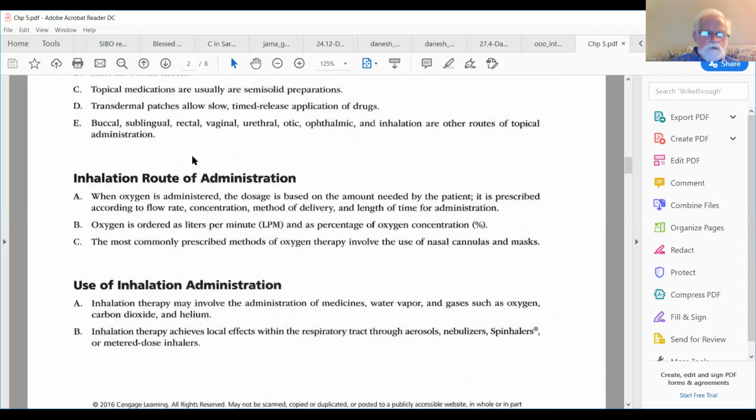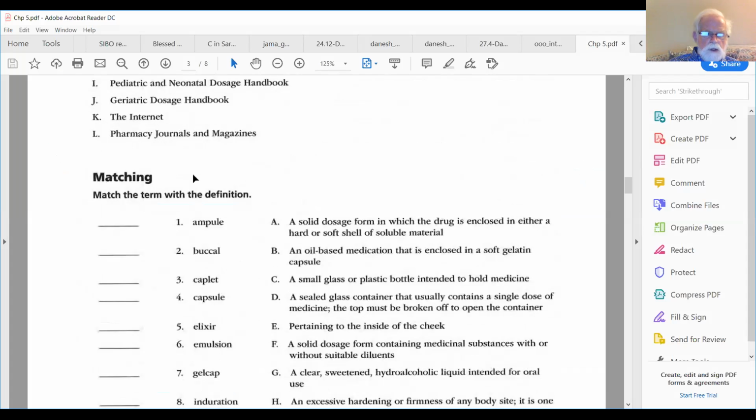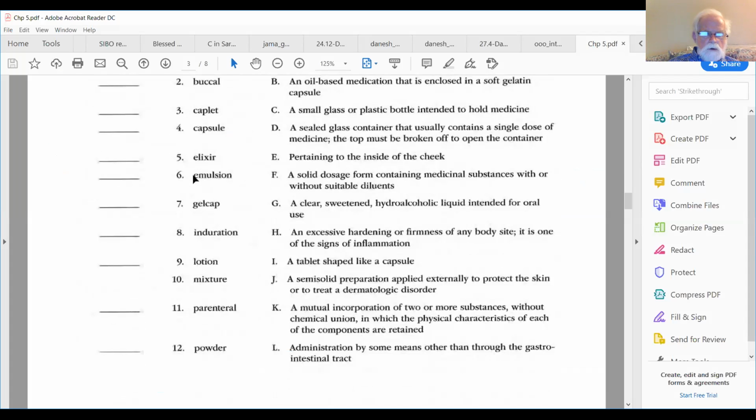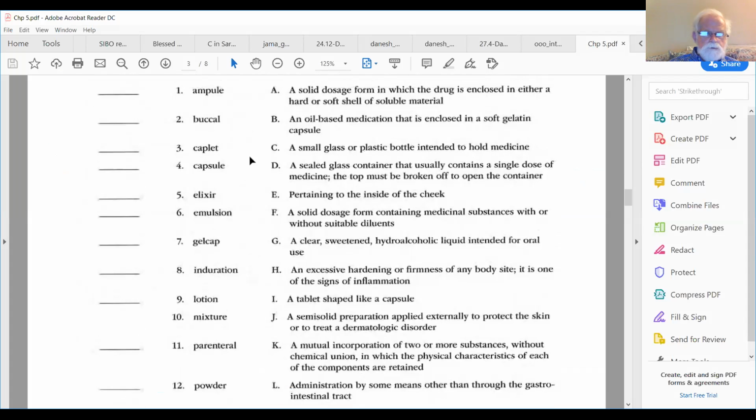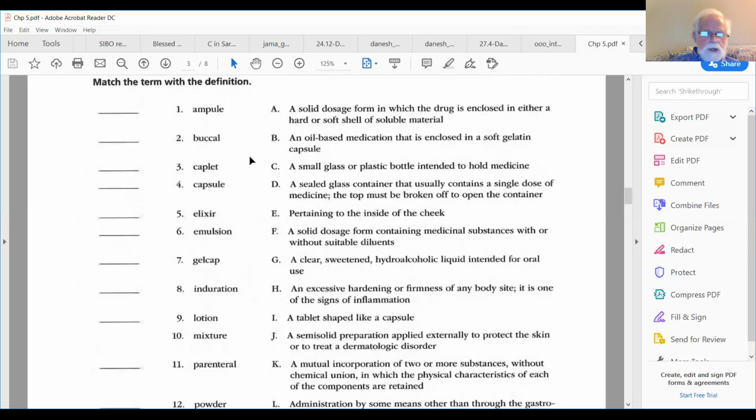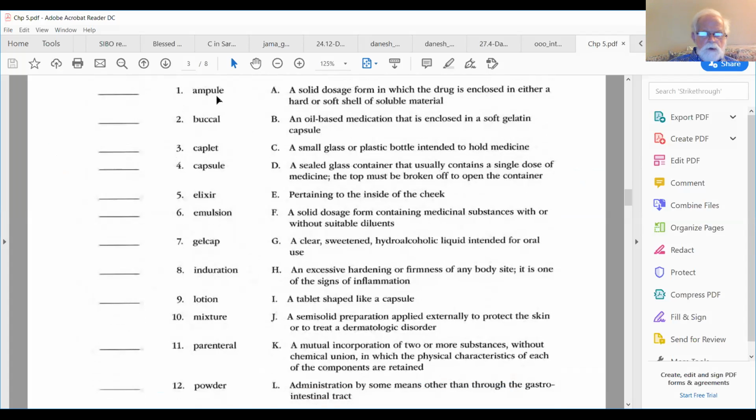But it's a summary of chapter 5, and then we get down here, and there it is. You've got questions. So here's matching the term and the definition. For instance, we've got an ampule, a sealed glass container that usually contains a single dose of medicine. Top must be broken off. So number 1 is D. There, you got one.